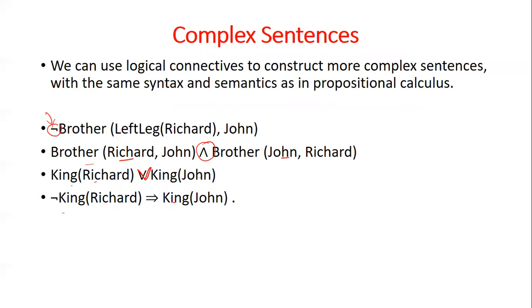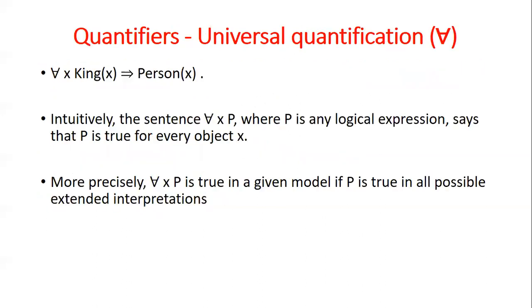Richard is not a king implies John is a king. This is also an example of a complex sentence because here we are using implication and negation. Right. Fine. Now we'll get into the quantifiers.